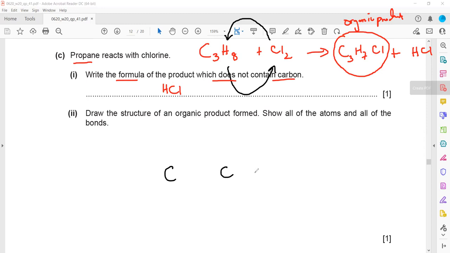So first, 3 carbon atoms are there, and 1 chlorine is attached. We can attach it anywhere. And then the remaining will be the hydrogen atoms. So this will have 2 hydrogen, this will also have 2 hydrogen, and this will have 3 hydrogen. So this is the structure of the product which is formed when propane reacts with chlorine. And the name of the product is chloropropane.